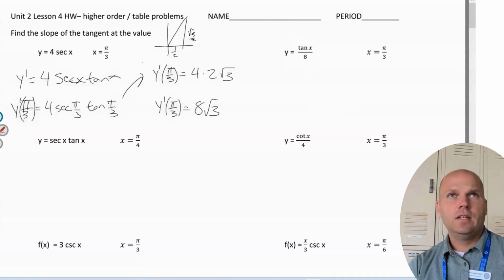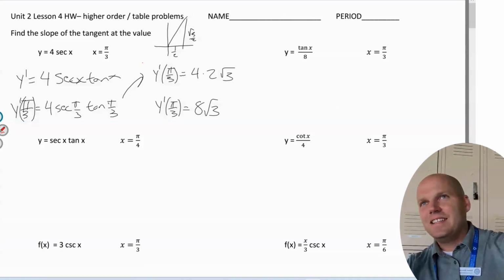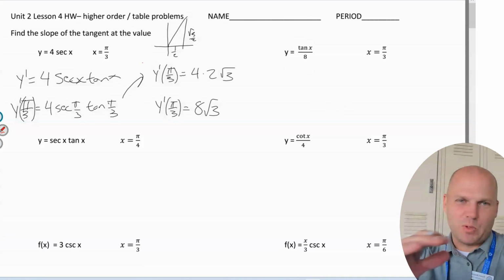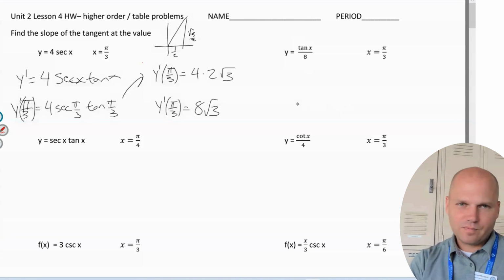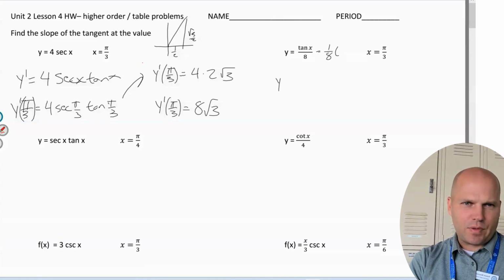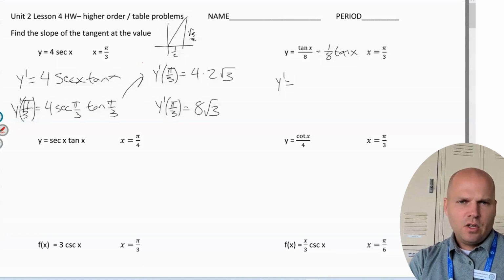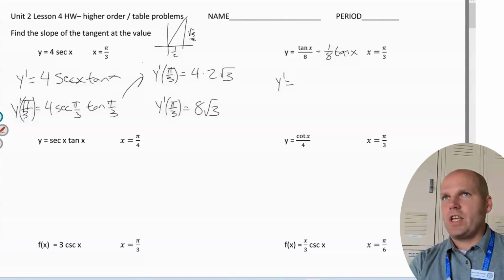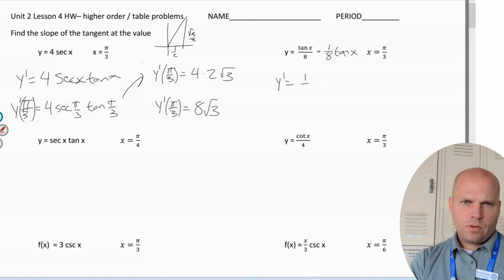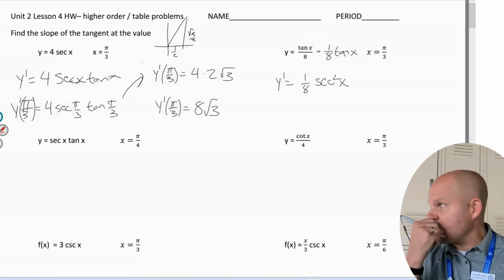Tangent over 8. Oh, we're dividing by 8. That must mean we have to use the quotient rule. No. Write it as 1/8 tangent x. Don't use the quotient rule, but if you did, you would still get the right answer. 1/8 secant squared x is the slopes of tangent x over 8.